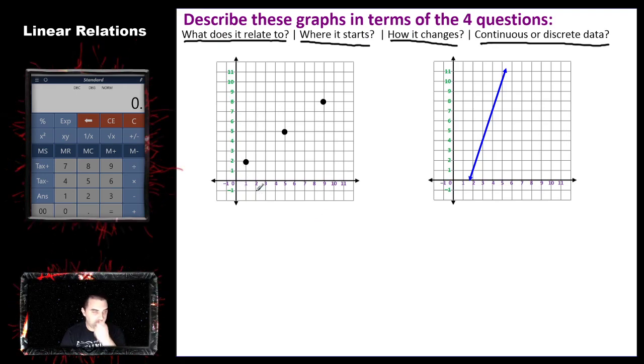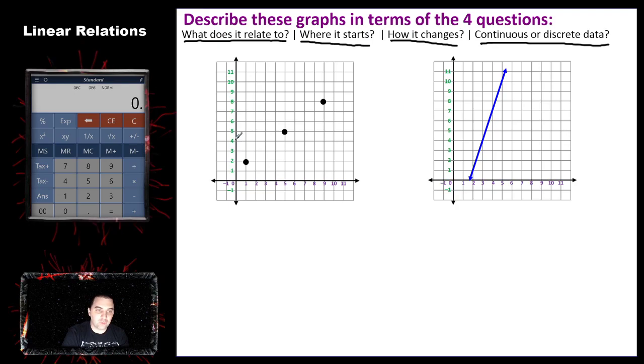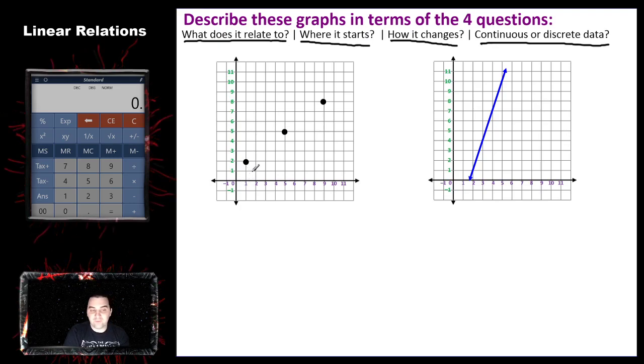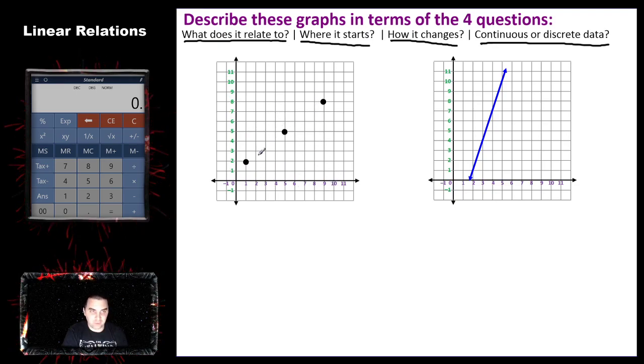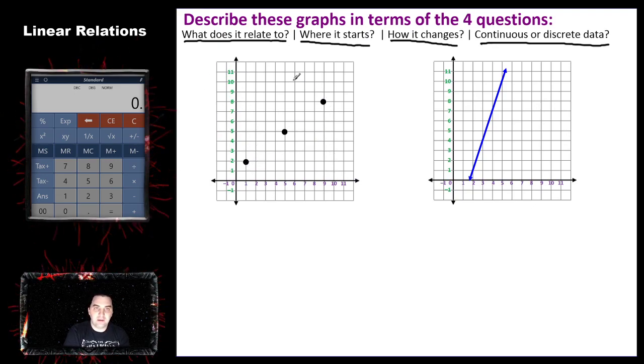So in this case, generally what's going to happen is you're going to say that the y-axis relates to the x-axis because we're watching for every step to the right, we're watching how far up or how far down the y-axis goes. So what does it relate to? Well, y relates to x. And where does it start? We are all points in quadrant 1.